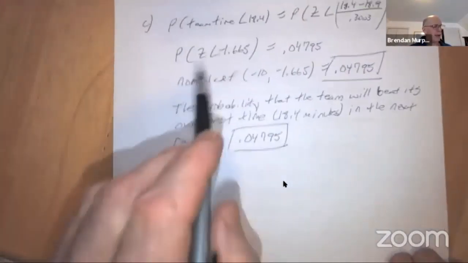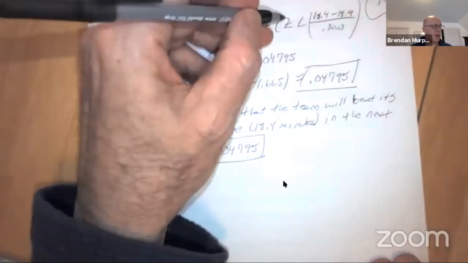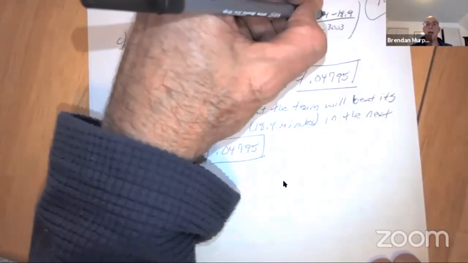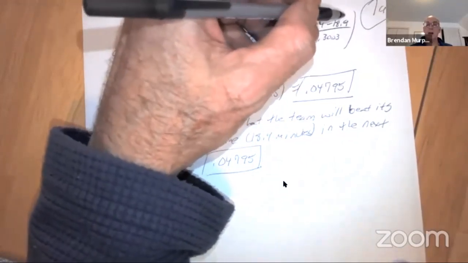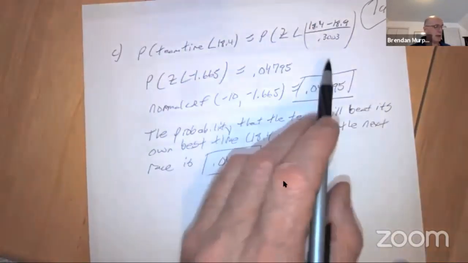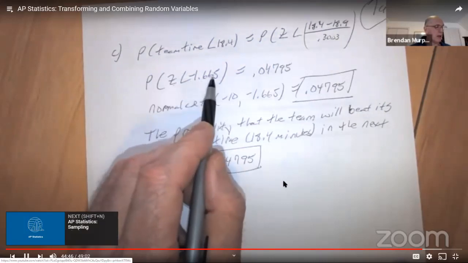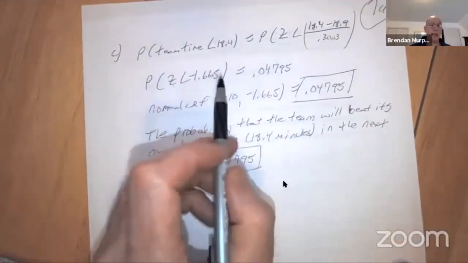I said the probability that the team time is less than 18.4 minutes is equal to the probability of your z-score being less than 18.4. That's the time they want to beat. That's their mean or expected value time, 18.9. There's my standard deviation. The probability that Z is less than -1.655, so smaller than 1.655 standard deviations below the mean.